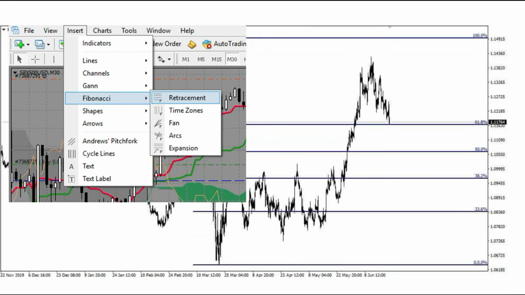Right now, for example, I just want to tell you that you need to know and learn how to add Fibonacci levels. It's simple. If you're a beginner trader, you go to Insert, Fibonacci, Retracement, and then you draw Fibonacci levels on your chart. So you can add trend lines, Fibonacci levels, support and resistance, former support and resistance, important levels that you see and feel on the chart.